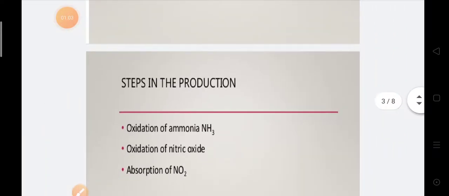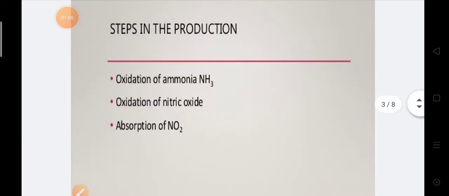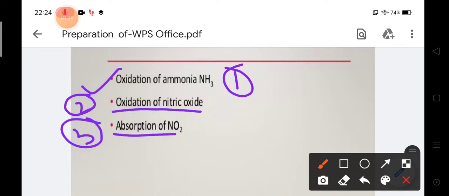The Ostwald's method proceeds through three steps. Step number 1 is oxidation of ammonia. Number 2, oxidation of nitric oxide. And number 3 is absorption of NO2. So the first step is oxidation of NH3, then oxidation of nitric oxide, and the third step is absorption of NO2. In these three steps we can easily prepare HNO3. So let's proceed one by one.